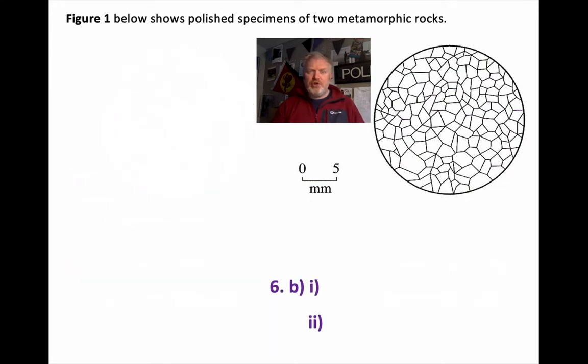Question B then, just related to rock B. You're told that rock B will react with dilute hydrochloric acid. So if it's going to fizz, the mineral that it's made of must be calcite. And if we've got calcite as the mineral within the rock, its parent rock material, what we originally started with, must be a limestone.